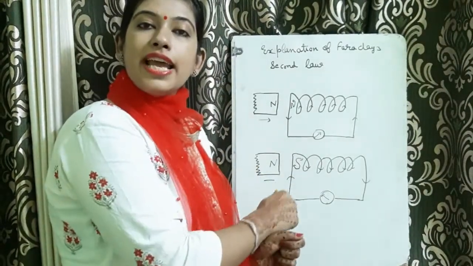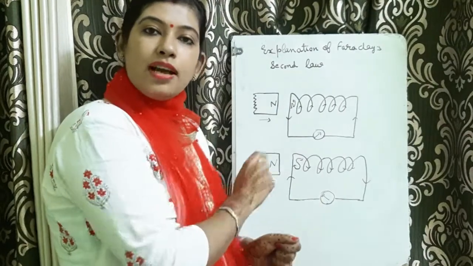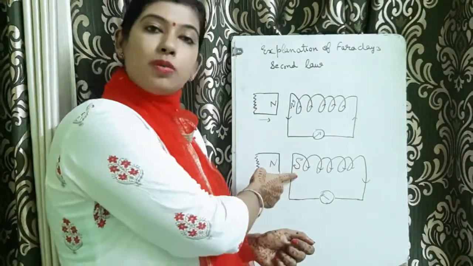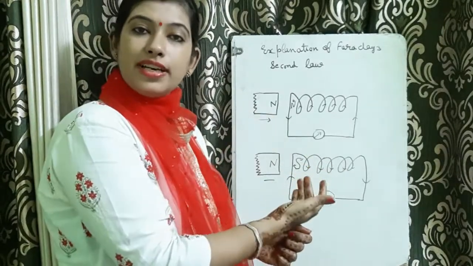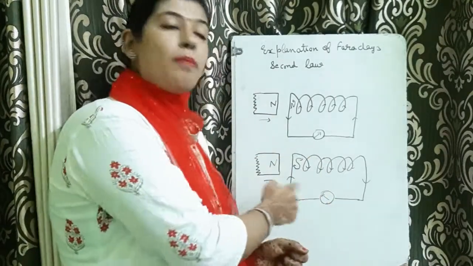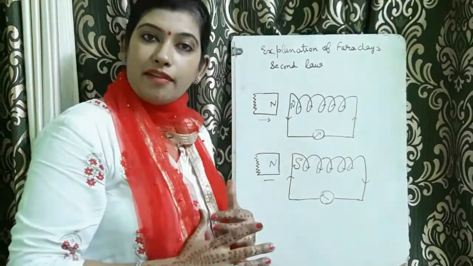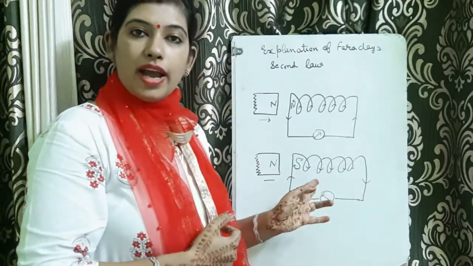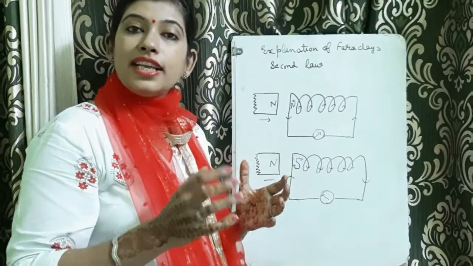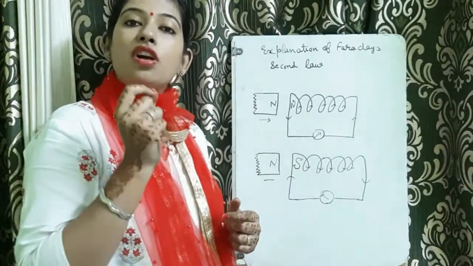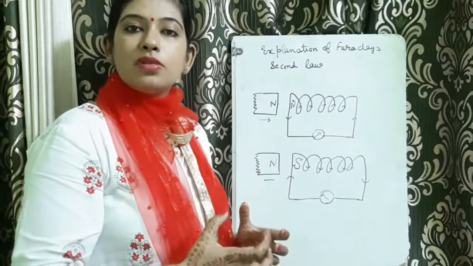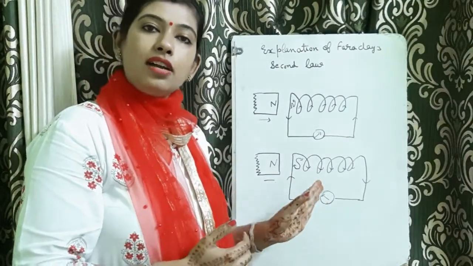Because the cause is towards the left, but due to the direction of the induced current there is a south pole here, and the direction of the current is towards the right. So these are in opposite directions. So whenever there is an induced current in the coil, the direction of the induced current will always be opposite to the cause which produces that current in the coil.